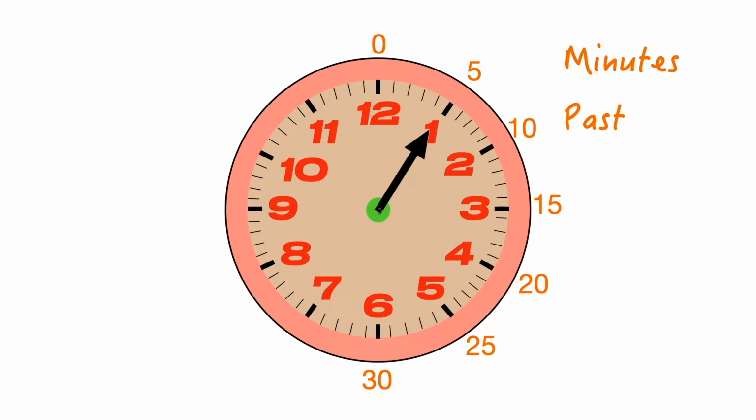When our long hand is pointing to the 1, this one actually represents 5 minutes, because from our 12 to our 1, we have ticked past 1, 2, 3, 4, 5 minutes. And it's past because we're on our past side of the clock. So the 1 represents 5 minutes.